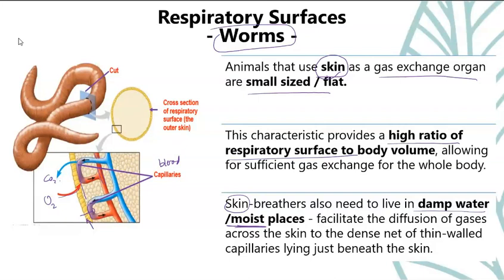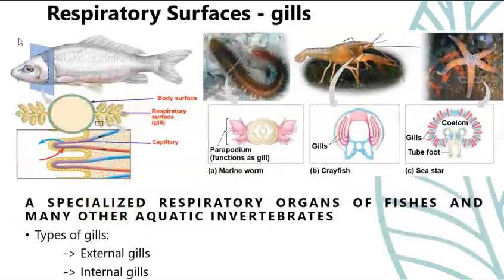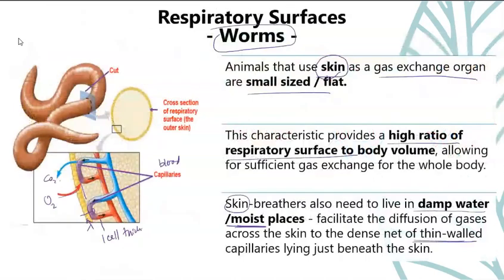This facilitates the diffusion of gases across the skin to the dense net of thin-walled capillaries lying just beneath the skin. Blood capillaries are really thin, one cell thick. The skin is also thin, so this decreases the distance for the gas to diffuse into the skin and into the blood capillaries. So that was earthworms, they use skin.